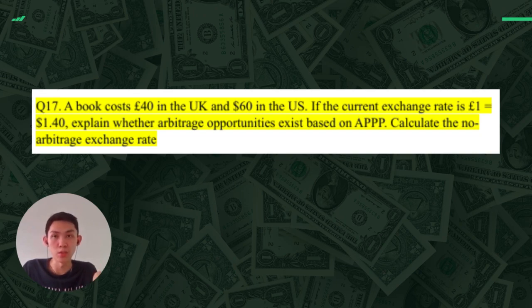So there is an arbitrage opportunity, where the buyer buys the books from the UK at $56, and then resells them in the US at $60. So the buyer can earn some profit between them. So the total is $4. And then we calculate the non-arbitrage exchange rate, which is the APPP rate. We use 60 and divide by 40 pounds. We will get 1.50 per pound.